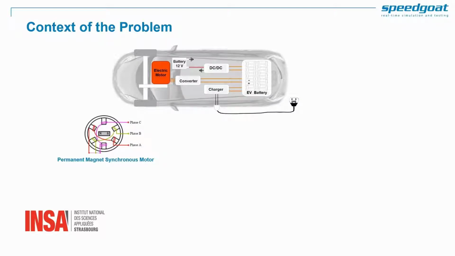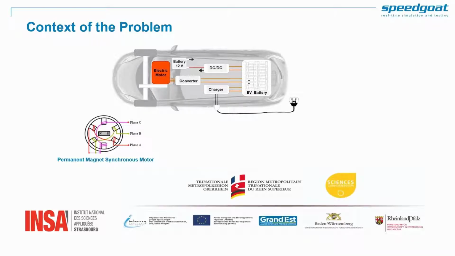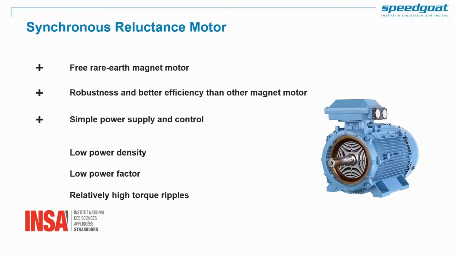Faced with this problem, INSA Strasbourg is involved in the European research project Vehicle, which is funded by the European Union through the Interreg 5 program and supported by Offensive Science. This project proposes to use variable reluctance synchronous motors as an alternative to PMSM motors. This motor is free from rare earth metals and has a better efficiency compared to other magnet motors.